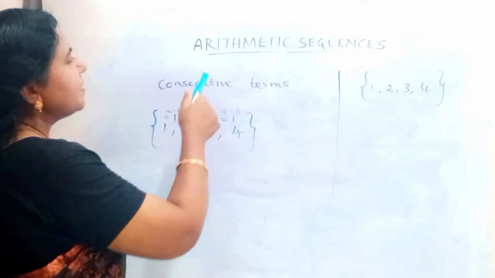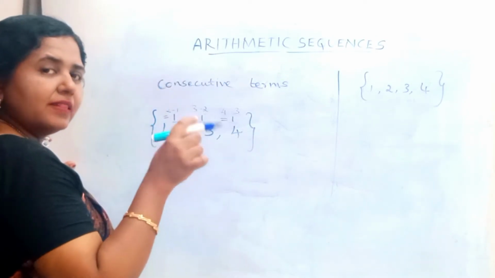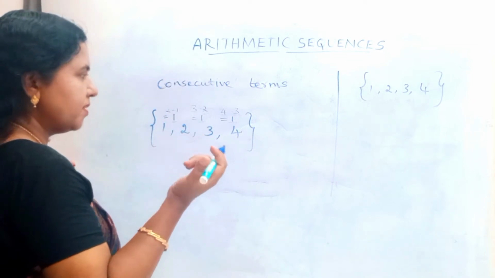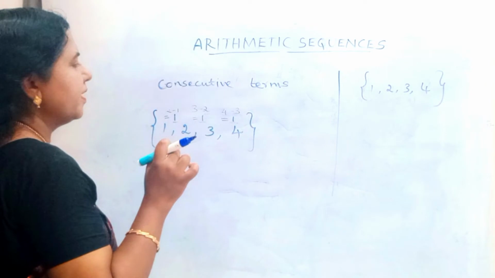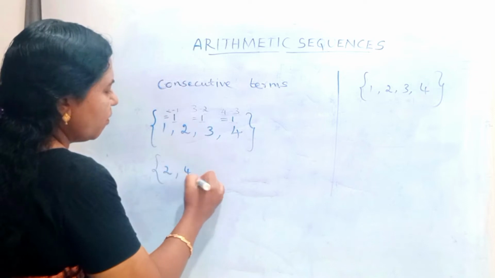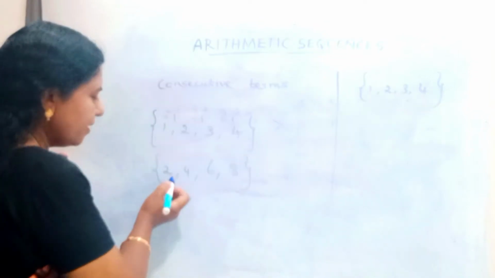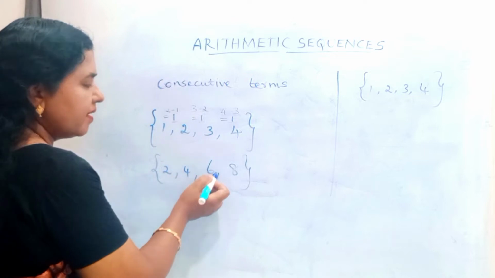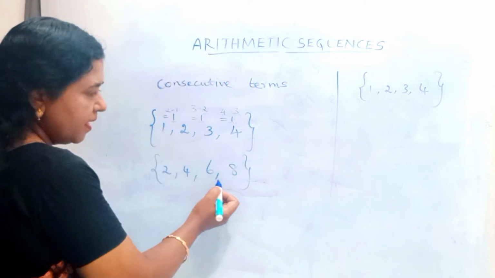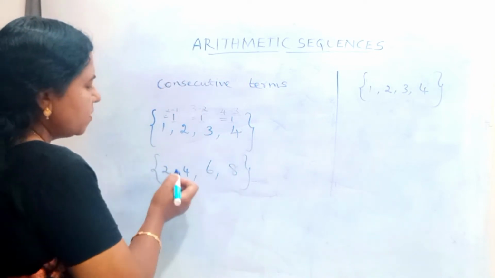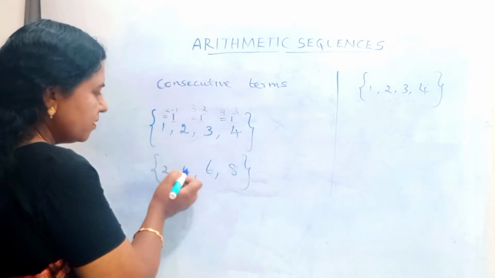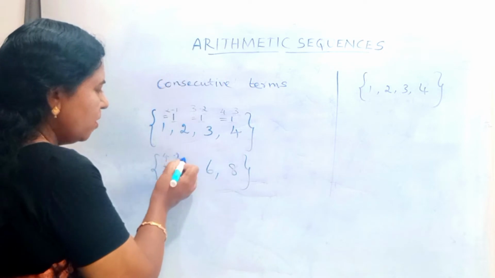So arithmetic sequence is a sequence where the difference between the consecutive terms is a constant. Constant means the same value for all the cases. Let us consider one more example: 2, 4, 6 and 8. So here this is the first term, second, third and fourth. Now these both are consecutive terms, these both are consecutive terms and these both are consecutive terms. Now the difference between the first term and the second term, since it is larger, is 4 minus 2, so it is equal to 2.